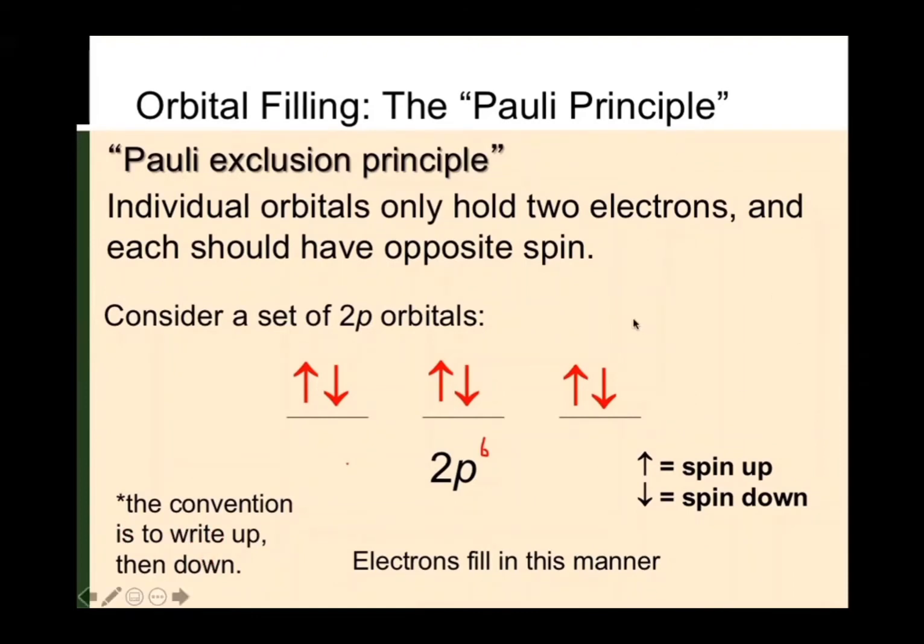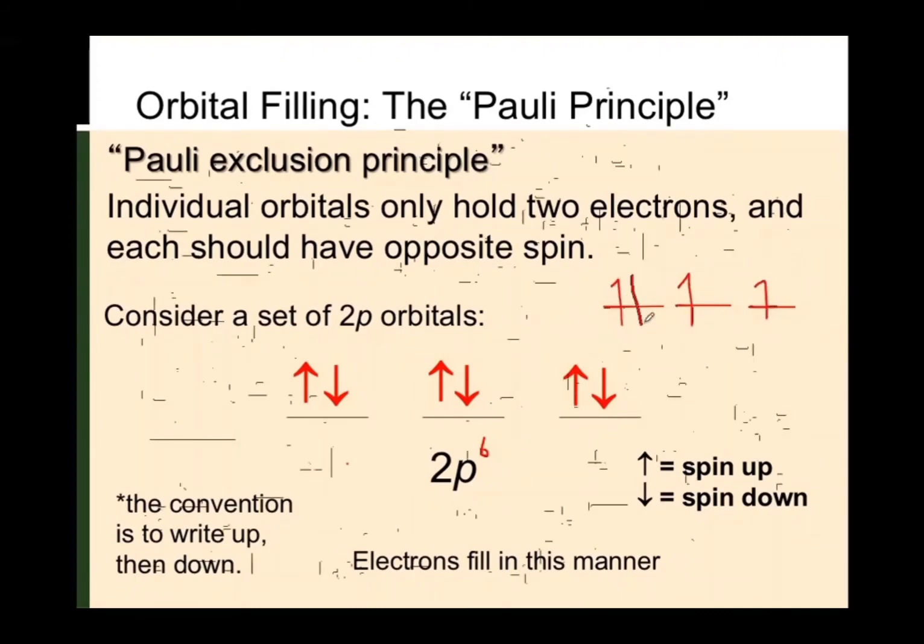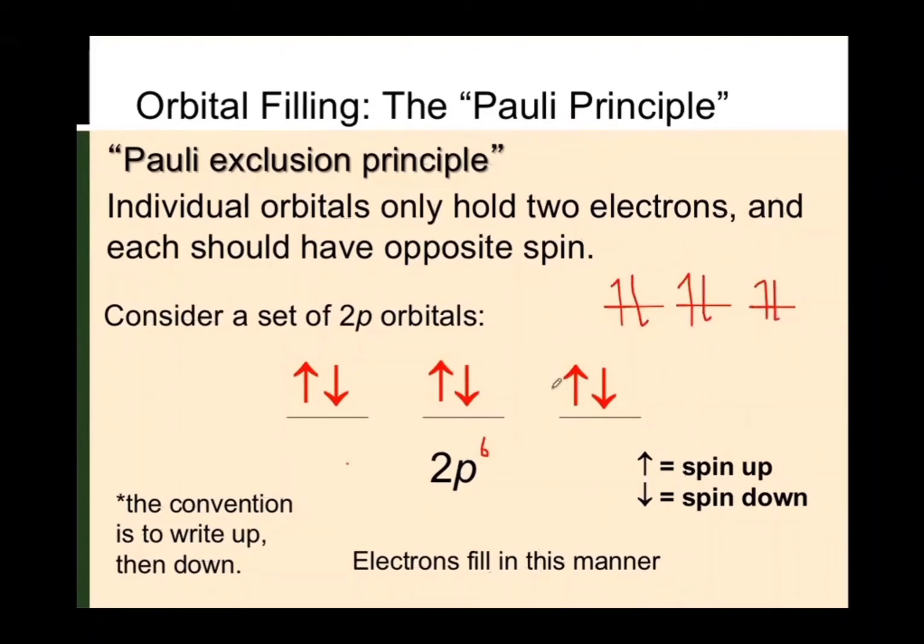So like I think I mentioned earlier, we have the p orbitals. We would fill them up half filled, pointing up, and then point down. It's really just convention. They're effectively the same thing, but the convention is to write up, then down. So you would generally be expected to write it in that order as well.